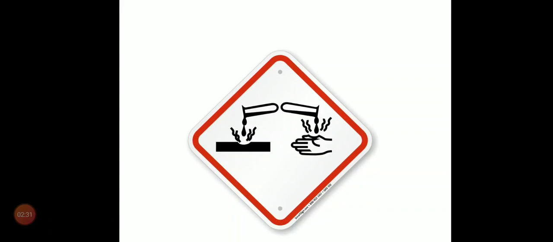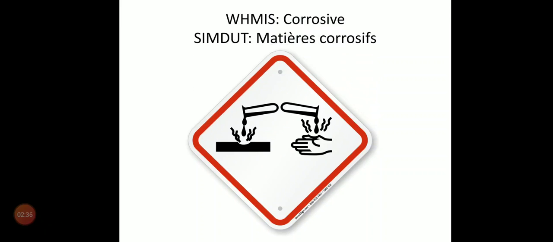Next is corrosive materials. Corrosive materials are things that can burn through other materials. As you can see in the picture, it can burn through your hand or other parts of your body, or through wood or metal or anything else like that.